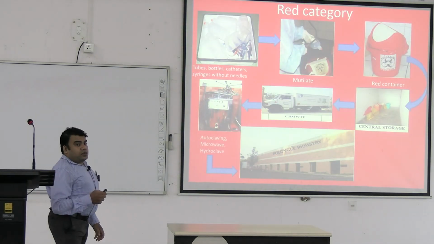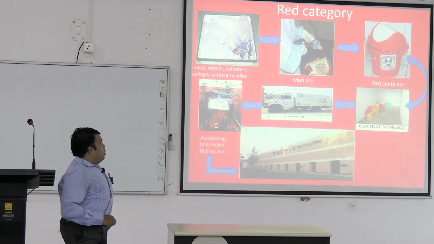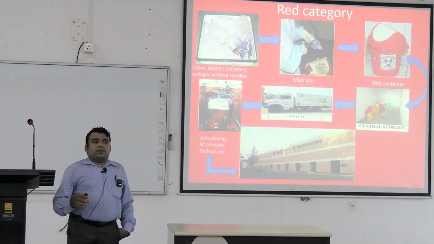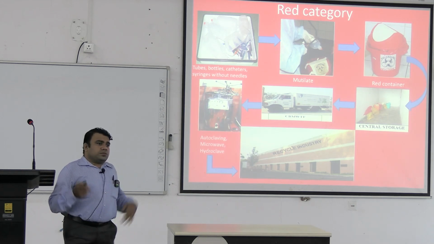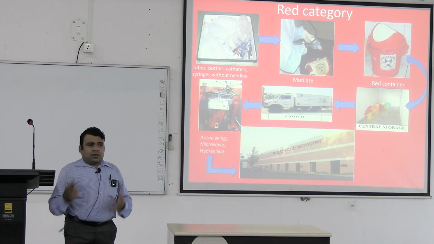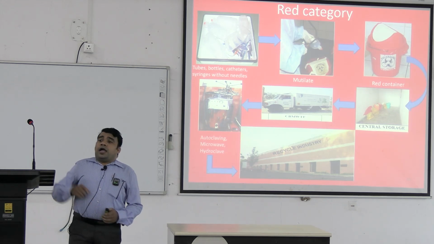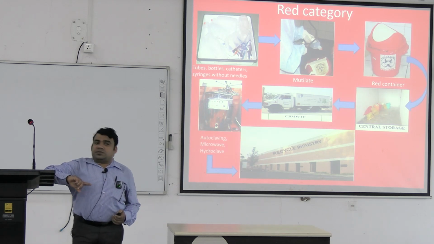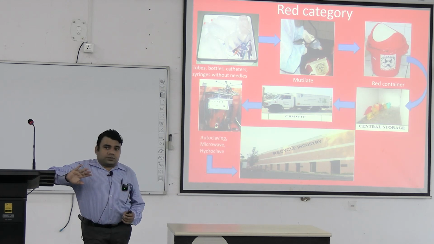Coming to the red category, what are the things that should be disposed of in the red category? All the tubings, be it a saline fluid containing jar, tubes, catheters, gloves, all these things should be put in the red container. And to prevent reuse of this material, ideally you should mutilate it at the point of disposal.